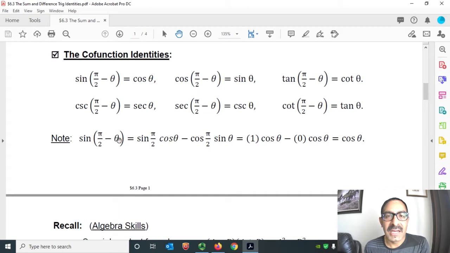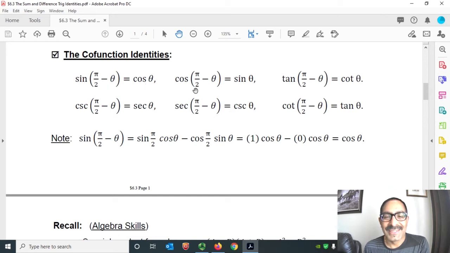So then by that formula, this turns out to be sine pi half times cosine theta, minus cosine pi half times sine theta. And we know in the next step, sine pi half is 1, cosine pi half is 0. So the second term disappears, and we only have the first term, which is cosine theta. Hence, the first cofunction identity: sine of pi half minus theta equals cosine theta.